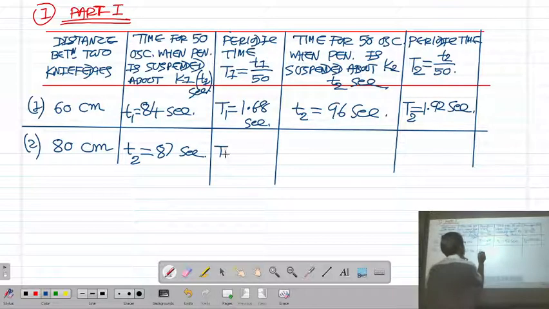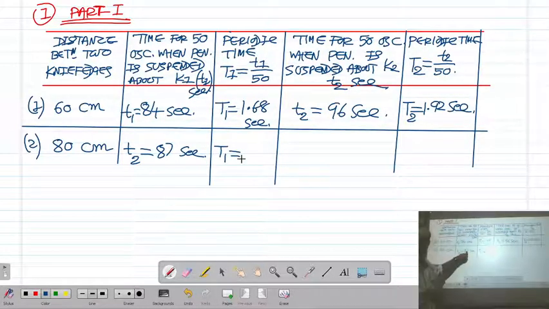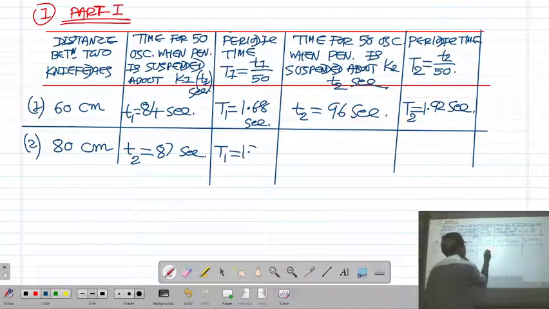So periodic time T1 will be equal to, this is the time for 50 oscillations, so the time for one oscillation will be 87 upon 50. That comes to 1.74 seconds.